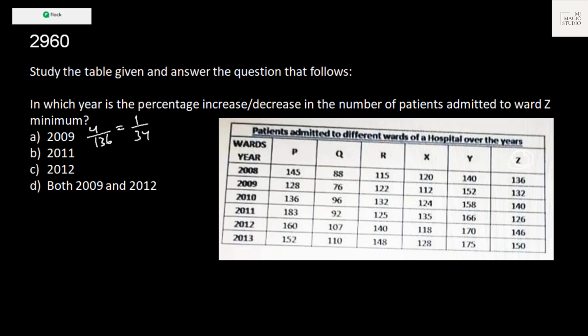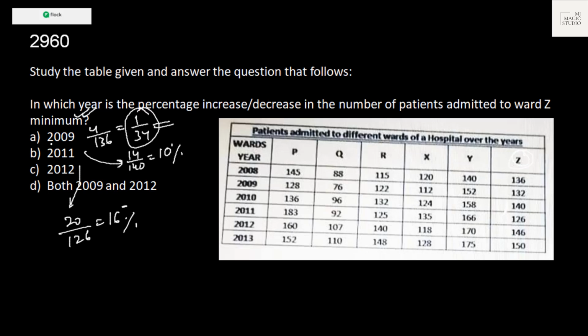In 2011, it again decreased by 14 units over 140. So it is 14 by 140, that is 10%. And what we are looking out for is the minimum. In 2012, it has increased by 20 units. 20 units on 126, that is 1 by 6. That's a bit less than 16%. 1 by 34 obviously is the minimum percentage. Option A should be the pick in this case.